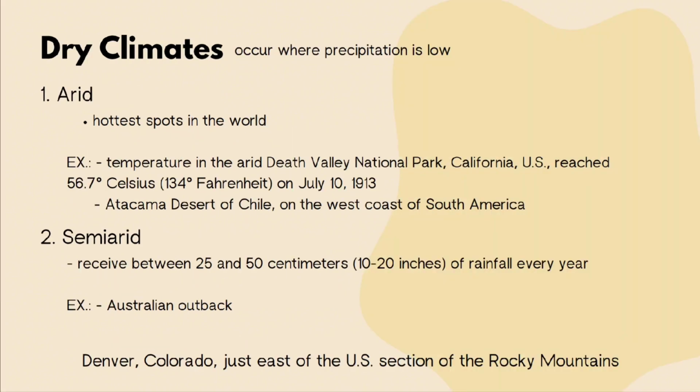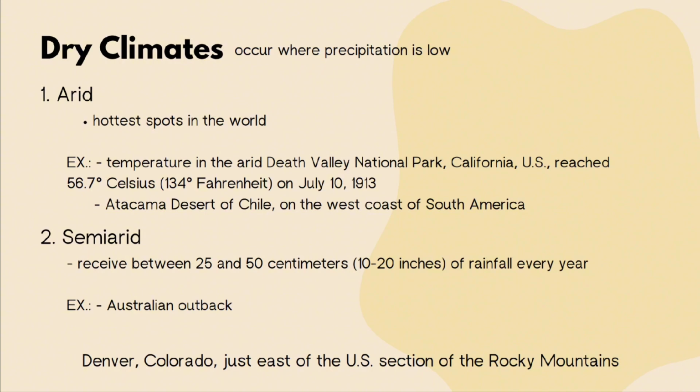Let's now have the dry climates. Regions lying within the dry climate group occur when precipitation is low. There are two dry climate types, arid and semi-arid. The hottest spots in the world are in arid climates. The temperature in the arid Death Valley National Park, California, U.S. reached 56.7 degrees Celsius or 134 degrees Fahrenheit on July 10, 1913, which was the highest temperature ever recorded.